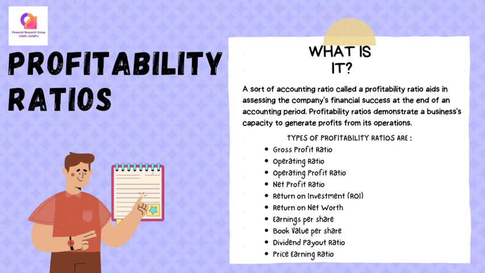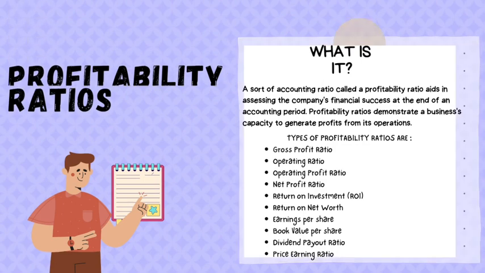Higher ratio results are often more favorable, but these ratios provide much more information when compared to results of similar companies, the company's own historical performance, or the industry average.